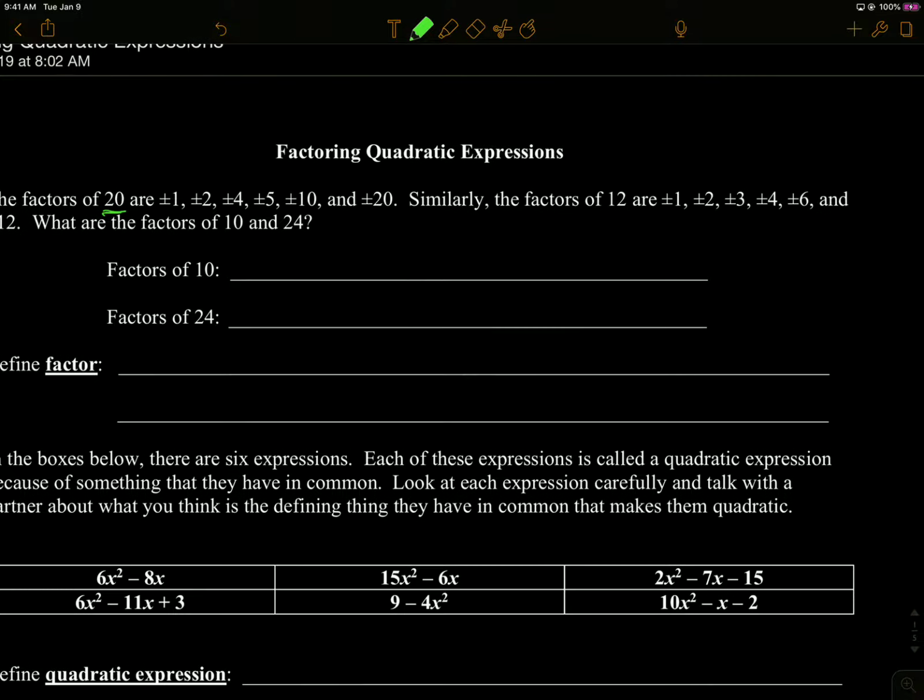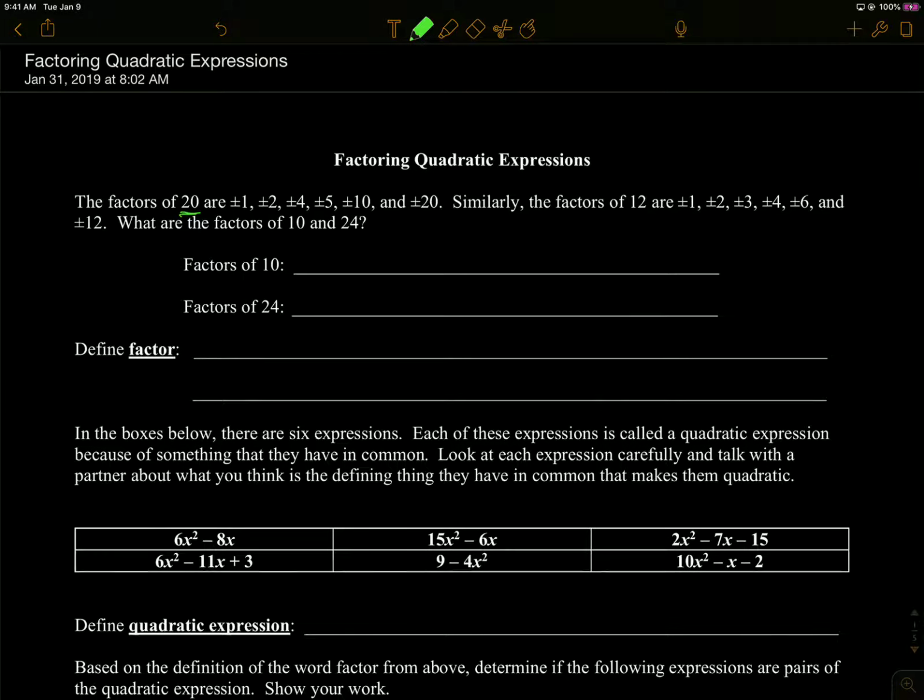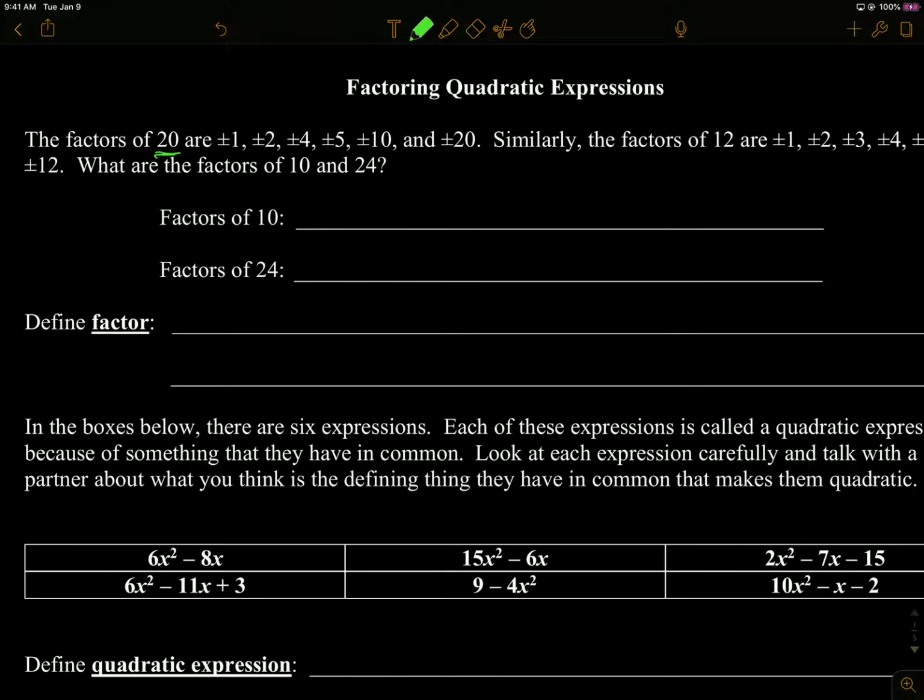The factors of 12 are 1, 2, 3, 4, and 6, and the negative versions of those. So let's list the factors of 10. We've got plus or minus 1 goes into 10, plus or minus 2, plus or minus 3, no, doesn't go into 10, 4 doesn't go into 10, but 5 does, and then plus or minus 10.